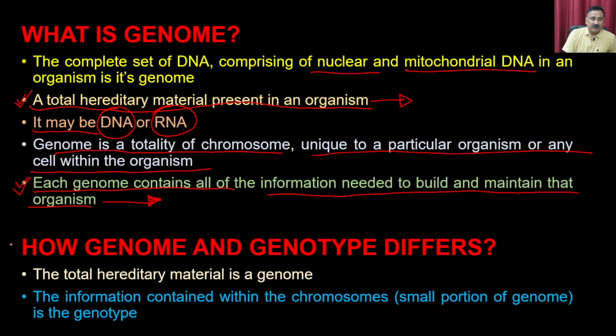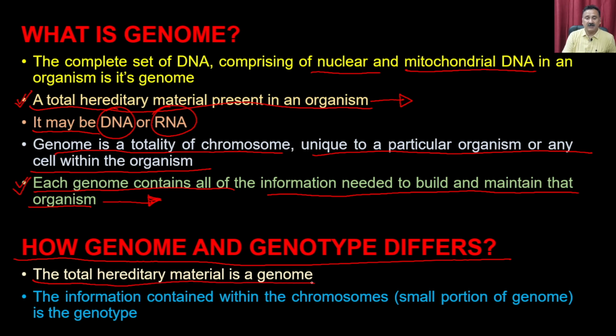Now the question is: how do the genome and the genotype differ? Many times students get confused about what the genome is and what the genotype is. The total hereditary material present in an organism is called the genome, whereas a part of the genome is called the genotype. The information contained within a chromosome, or I will say a part of the chromosome, is called the genotype. For example, you can have the genotype for tallness, the genotype for dark skin, the genotype for brown eyes, the genotype for gray hair, and so on.